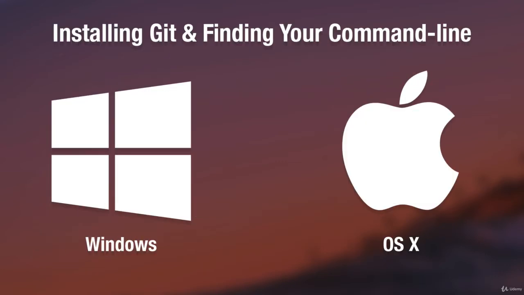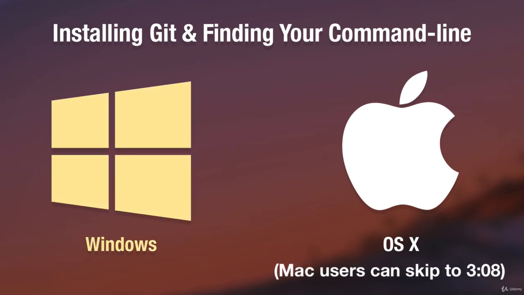Now, this process of installing Git and finding the command line is a bit different depending on whether you are using a Windows-based computer or if you're using a Mac. Either way, this lesson has got you covered. Let's begin with the Windows side of things, and then we'll hop over onto the Mac side. If you are using a Mac, you don't need to download anything, so please ignore the following Windows instructions.